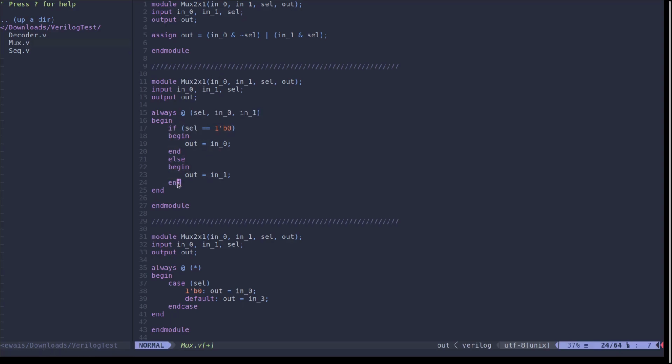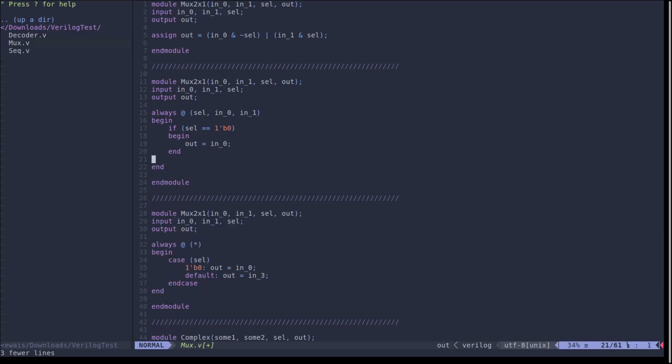Okay, another note about this if statement. Some of you may be tempted to think that this else is redundant. Let's remove it. But now if you think about it this way, let's understand what the behavior is going to be in this case, which is saying if the select is 0, I want the output to reflect any change in the input 0. And that's it. No other changes. This is effectively a latch. It's a sequential element.